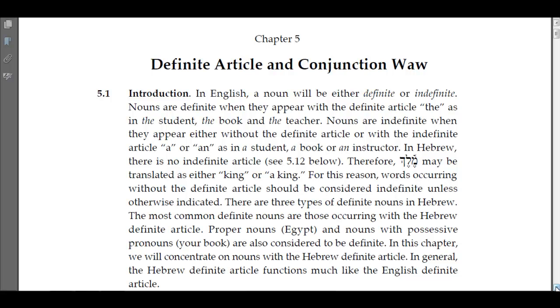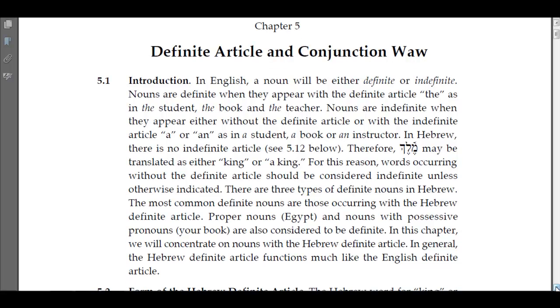In English, a noun can be either definite or indefinite. We recognize that we can say a book or the book. The book, THE, is telling you that it's definite versus a, it's indefinite. And so, much like in English, the Hebrew has a definite article. It doesn't have an indefinite article like we do in English.